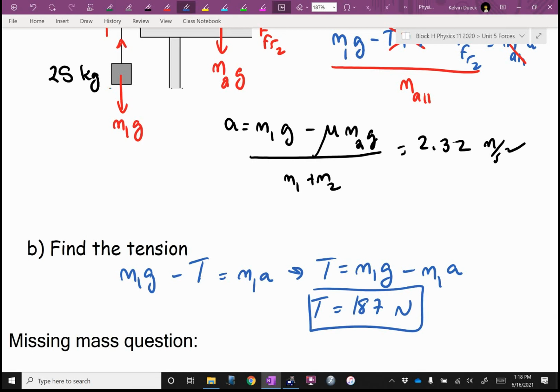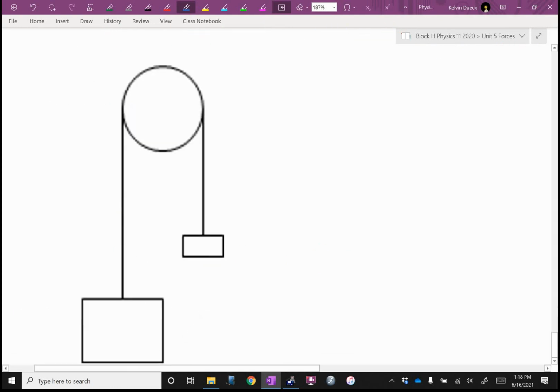Is that all right? That's pretty much what you're going to see on the test. Now, as a bonus, I might give you a missing mass question. So we'll do a quick missing mass question, and then I'll take any questions you have or want me to talk about.